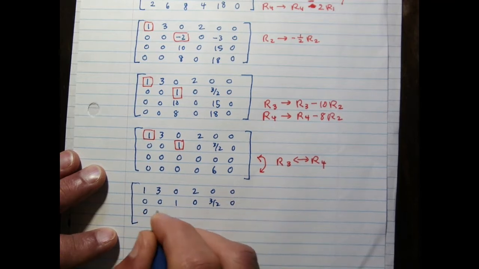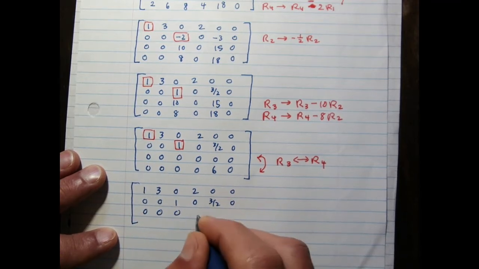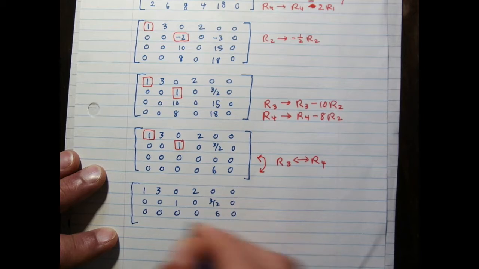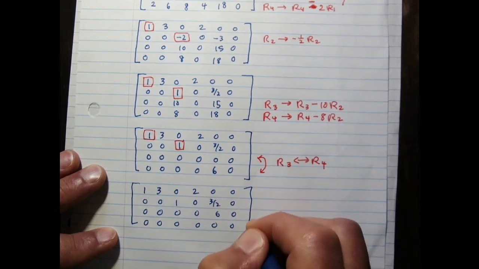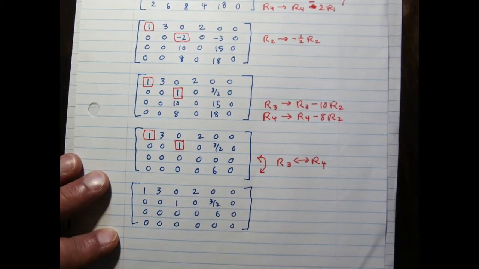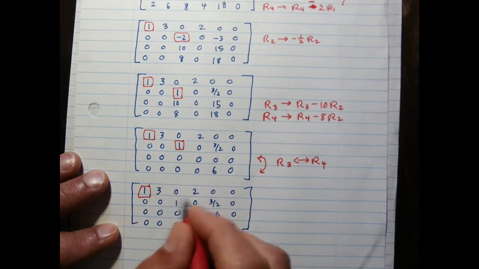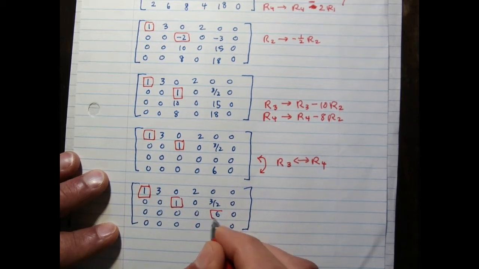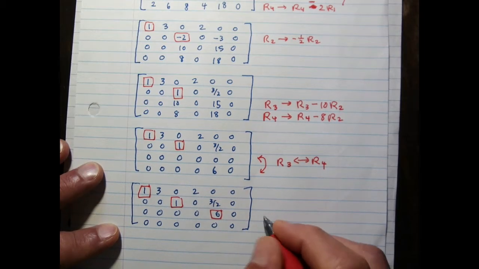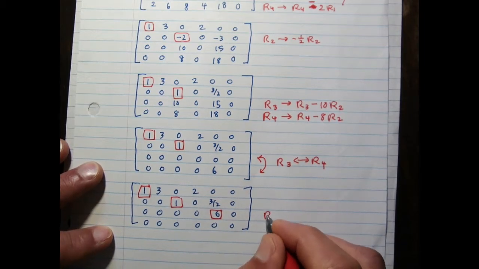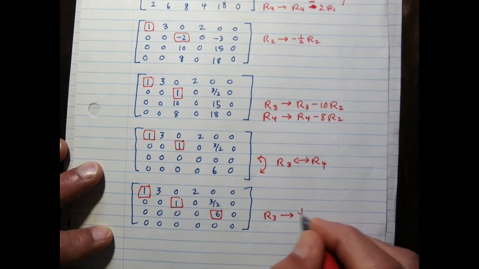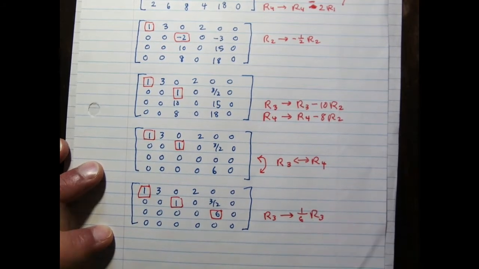And I'm going to have a row of zeros. And let's see, I'm almost in reduced form, but I'm going to have another pivot position here. So I'm going to take row 3 and replace it with 1/6 row 3.